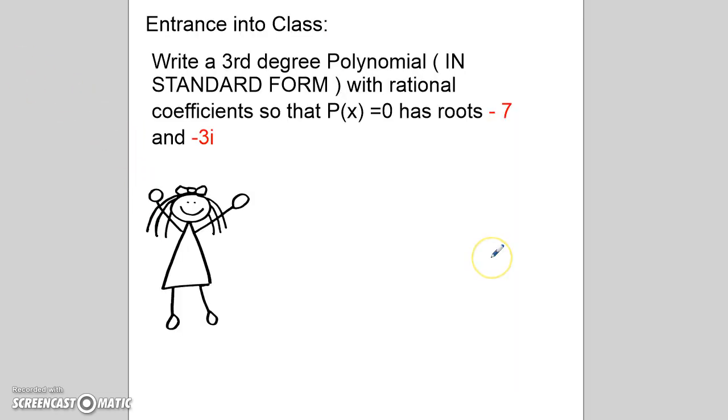This is what I would like you to do to enter into class tomorrow. I want you to turn in to me, as you walk in, a third degree polynomial written in standard form. So we have these roots: you're going to start out with x equals minus 7, x equals negative 3i, and you're going to tell me x equals something else. And you will be all set.